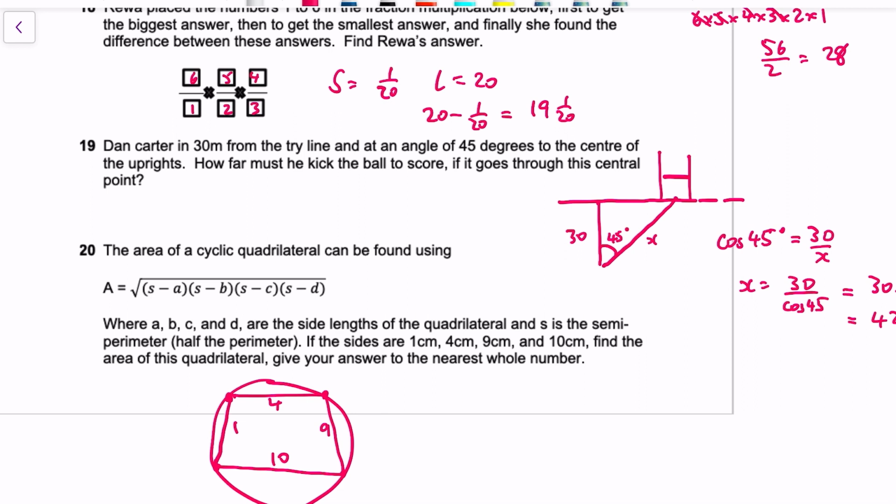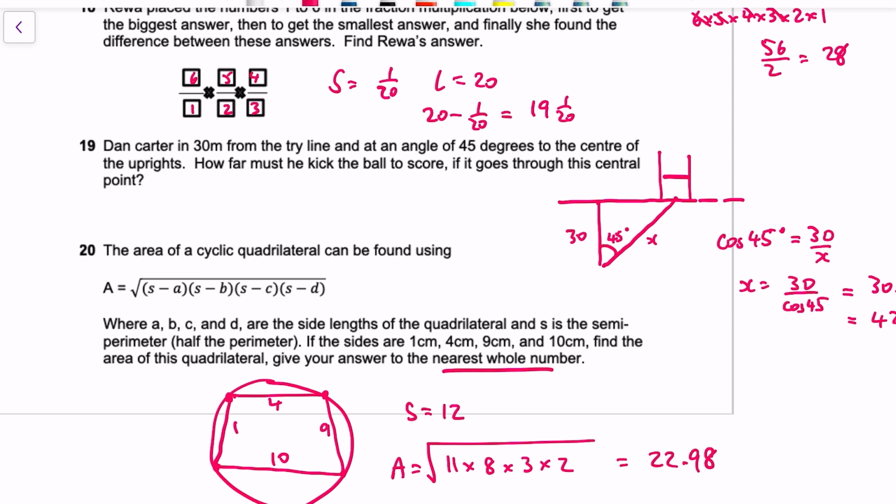And S is half the perimeter. Well, the perimeter of that is 24, so half the perimeter, S, must be 12. So we're looking for an area of the square root of S minus A, S is in all of them, so S minus A is 11, S minus B we've got 8, S minus C is 3, and S minus D is 2. Square root of that, 11 times 8 times 3 times 2, comes out to be 22.98. Give your answer to the nearest whole number, 23 centimetres squared.